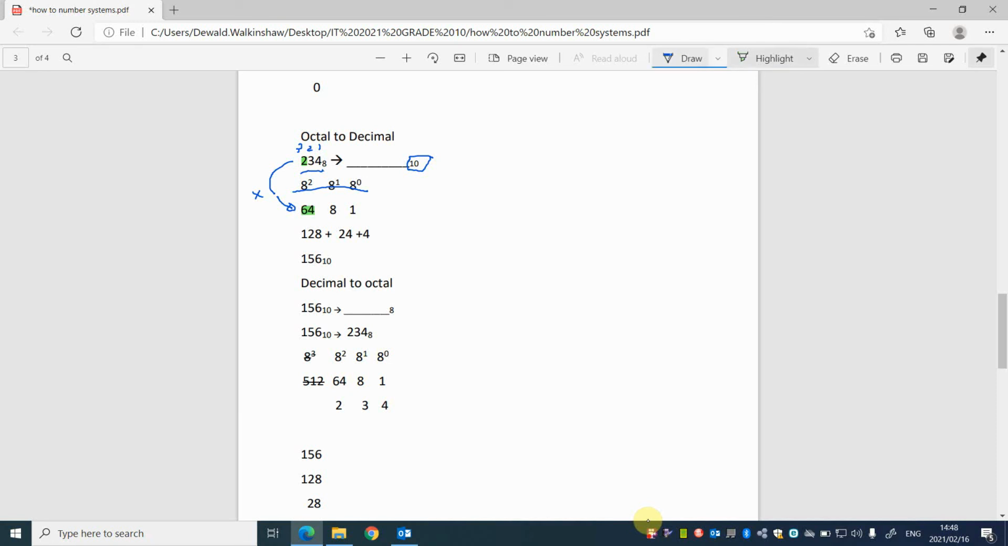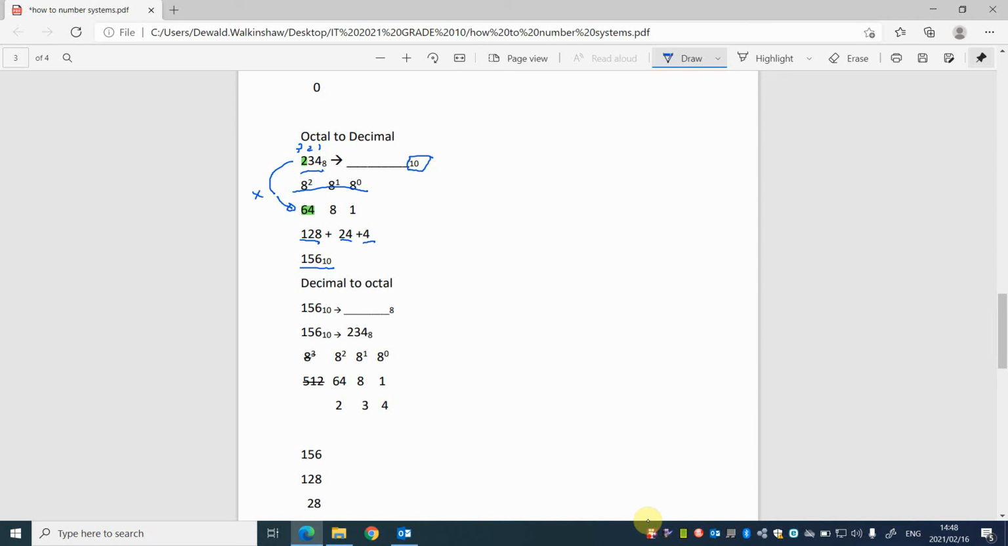Okay, so that is 2 times 64 equals 128. The next one, 3 times 8 equals 24, and lastly 4 times 1 equals 4. Then again, we just add everything together. 128 plus 24 plus 4 equals 156, and we just add our decimal base here to the number to indicate that it is a decimal.